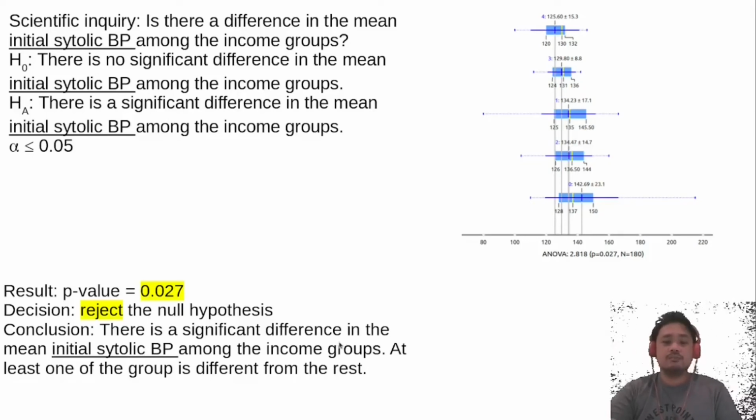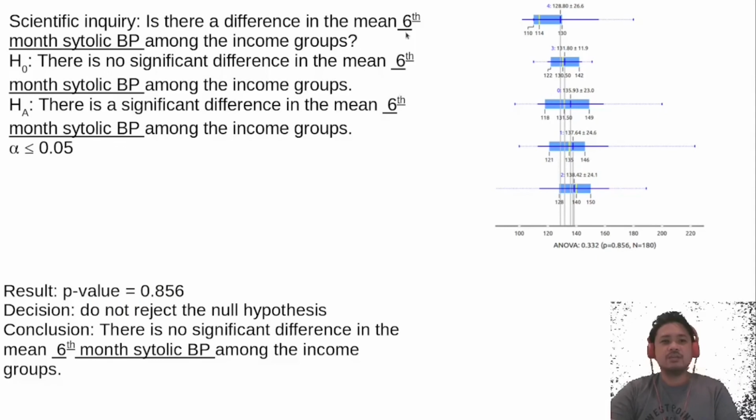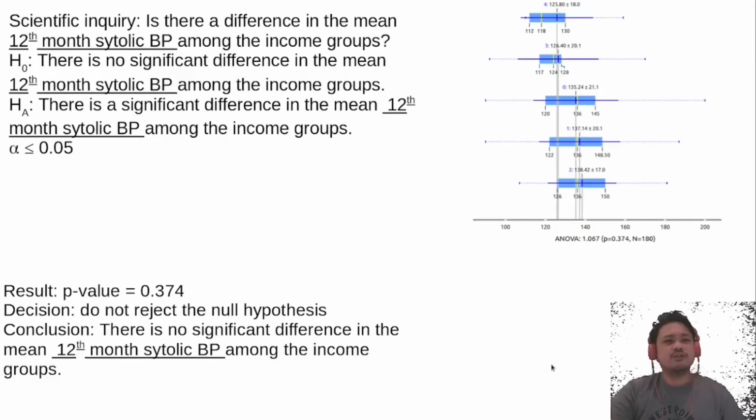At least one of the groups is different from the rest, and we can say that the group is group 0. Next, after 6 months, is there a difference in the mean systolic blood pressure among the income groups? You can see here, the gray lines are very near each other. We see that the p-value is 0.856, which is bigger than alpha. We will not reject the null hypothesis. Next, after 12 months, it looks the same. We have a big p-value of 0.374, which is bigger than alpha. We will not reject our null hypothesis.